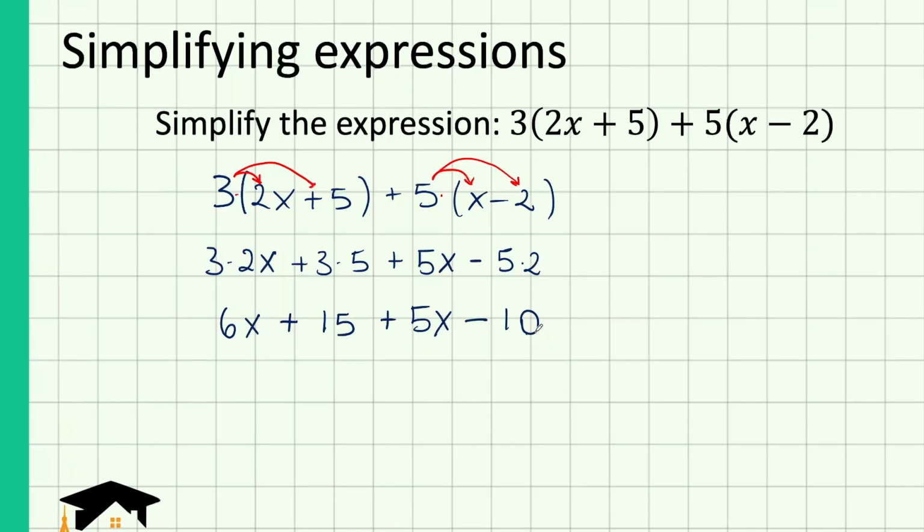So now we have an expression similar to the one we had before. And we have to look for like terms. 6x is a like term with 5x. 6 plus 5 is 11. And so we have 11x. And then we have 15 and minus 10, two numbers. 15 minus 10 is plus 5. So this is the final expression that we have. Much more compact and simplified than the one that we started with.